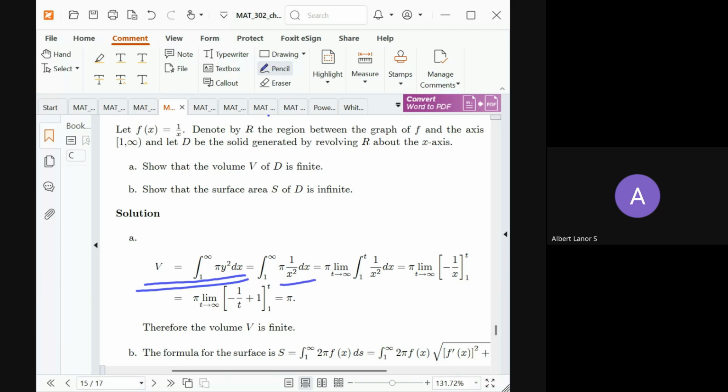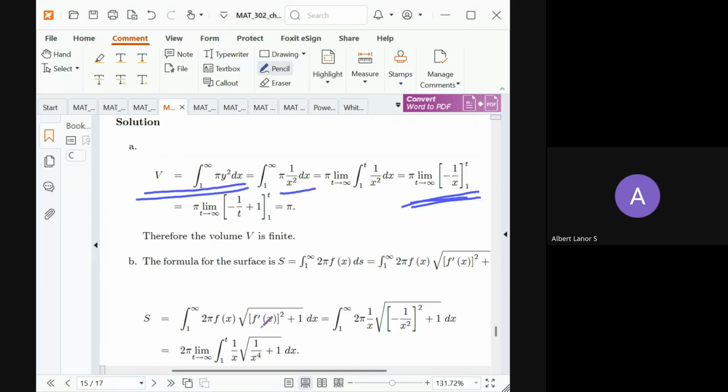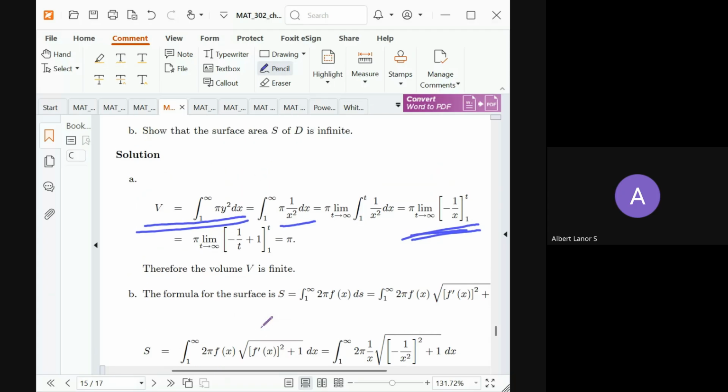And when you integrate 1 over x squared, you have minus 1 over x and substitute the limits into it. Now remember that we cannot sum to infinity. So we have to find the limit as t is going to infinity. So you have from 1 to t. Then as t goes to infinity, you have minus 1 over t plus 1.